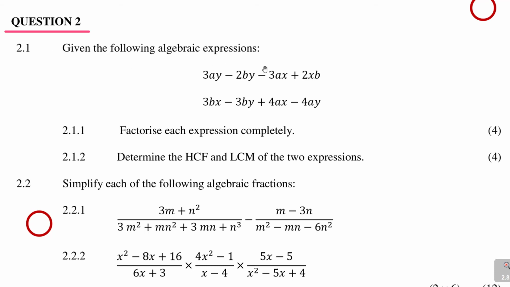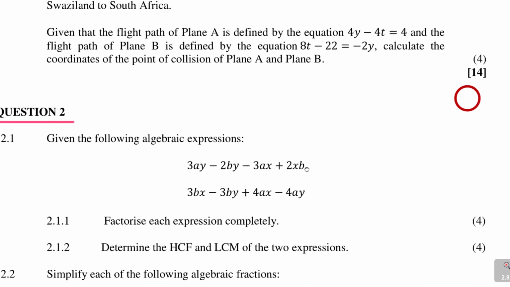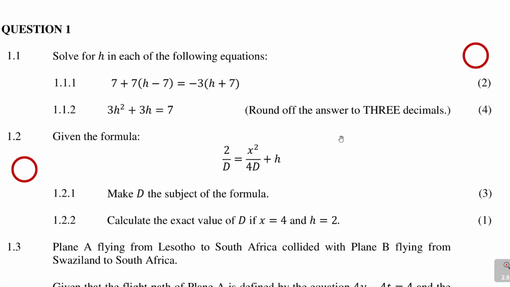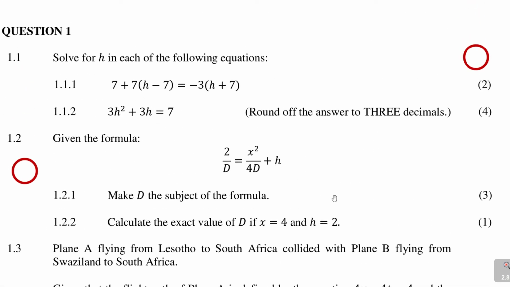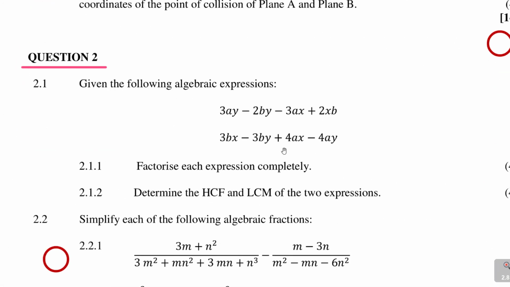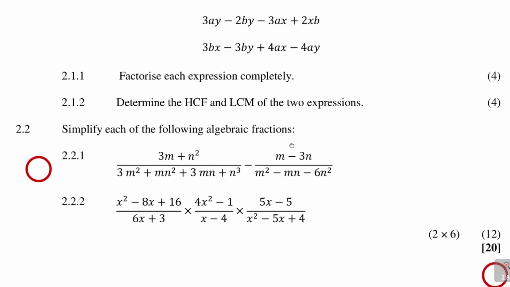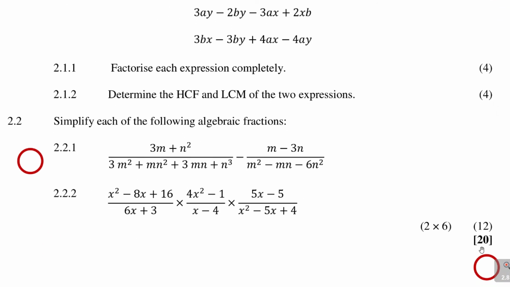Given the following algebraic expressions 1 and 2, factorize each expression completely. 4 marks. Guys, you see, we have been factorizing. Okay, here we factorized. See the importance of factorization. Now we are factorizing here. I kid you not, I dare you, this whole 20 marks was on factorization.